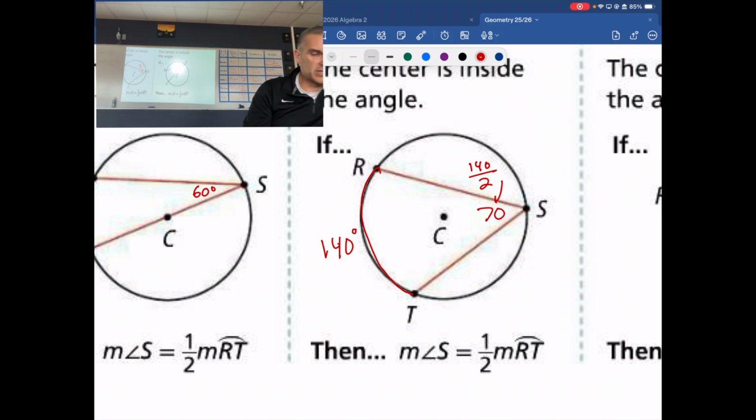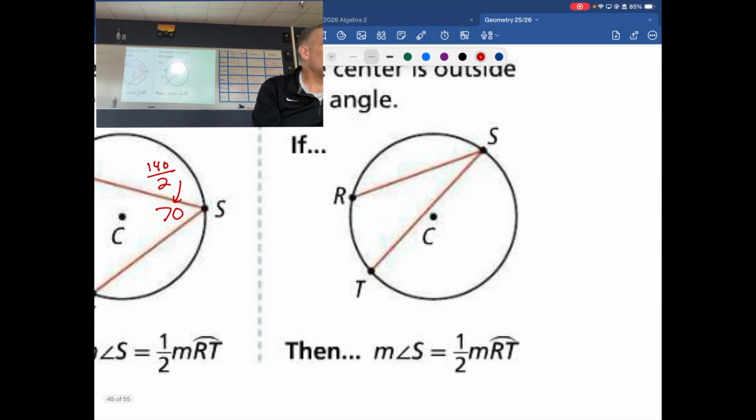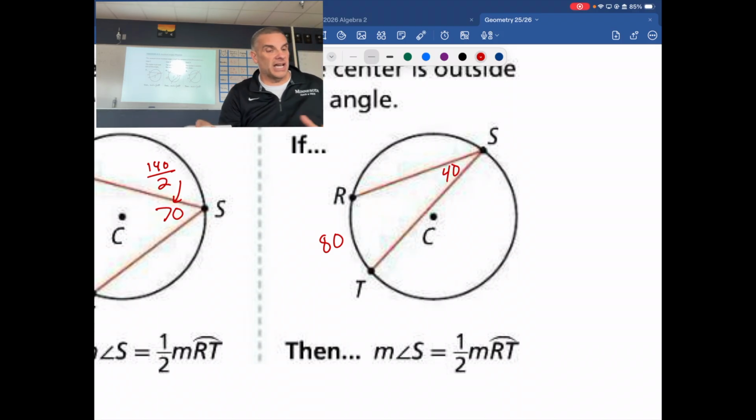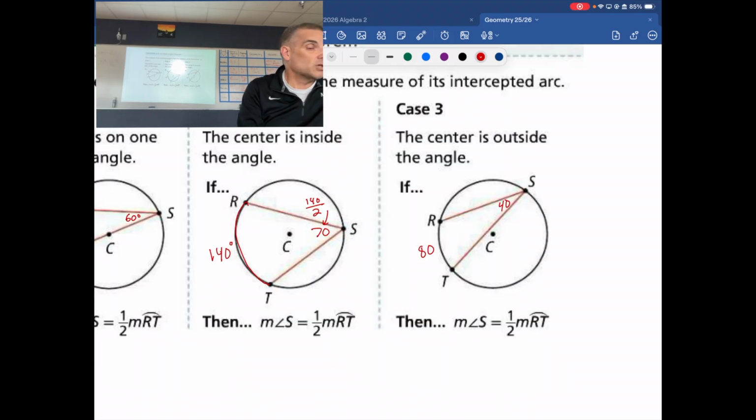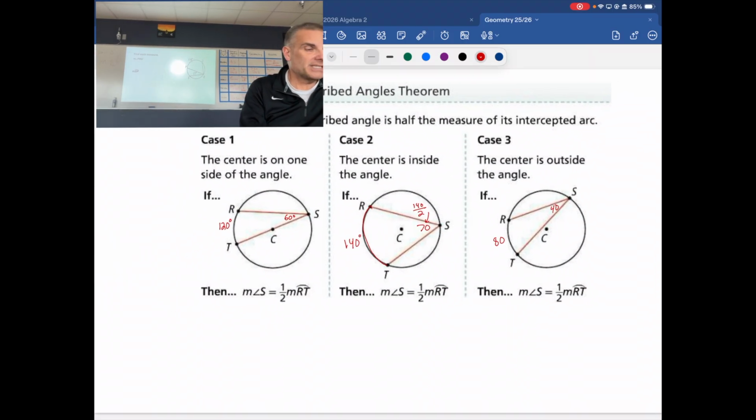If we look at this last one, I like going in that direction. If I tell you that RT is 80 degrees, what's the measure of my angle? 40. Easy enough, right? It's half. The angle is half of the arc that it creates if it's inscribed. And if all of the problems just look like this, life is as easy as can be. So if we look at our first example, you see what happens now.